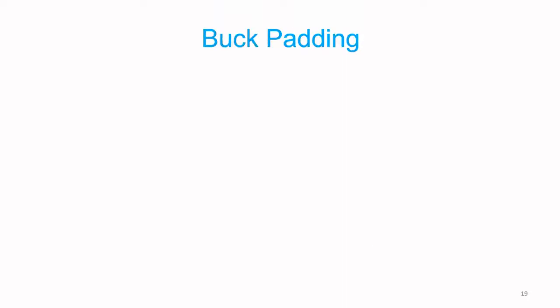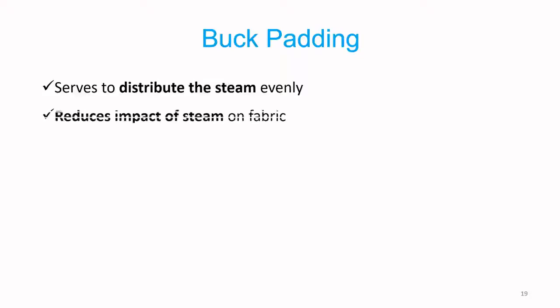Now let's look at the buck padding. Now buck padding, that padding is done where you have a hard surface, then you have a padding material, sponge kind of thing, and then you have the blue fabric. Now that buck padding, it serves to distribute the steam evenly. You know, if you have the steam at just one point, it's going to burn or maybe damage the fabric or the garment at that point. So when the steam is being applied, the buck diffuses it, it distributes the steam evenly. So there is no particular point where the steam is going to hit the surface.